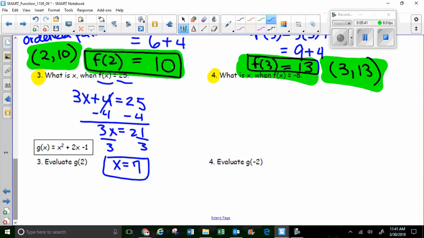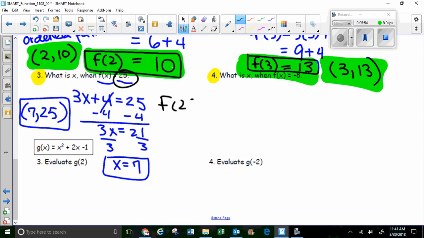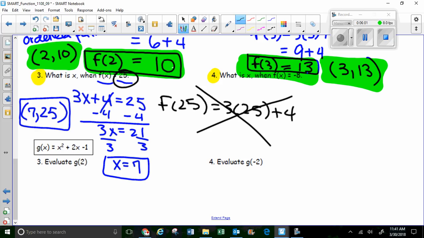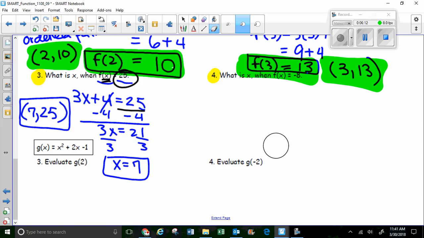You can also write this as an ordered pair. Your input 7 for the output they gave you, 25. So you do have to be careful here because it's really easy to just get in the groove and go, oh, 25. So f of 25 equals 3 times 25 plus 4, but that's totally wrong because 25 is not inside the parentheses. It is an output, so it needs to go on the outside of your equation. So try and keep that in mind as you do classwork, homework, all that good stuff.